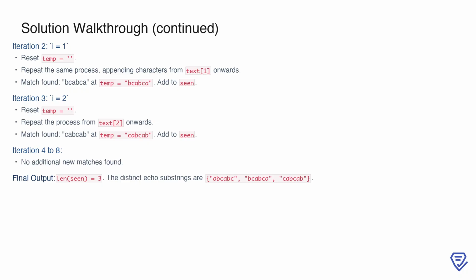Similarly, for the next iteration where i is 2, we again reset temp and start appending characters from text[2]. Another match is found, cabcab. Here, the first half cab matches the second half cab, so we add cabcab to the seen set. From iterations 4 through 8, no new matches are identified. By the end of all iterations, we have 3 distinct echo substrings, abcabc, bcabca, and cabcab. The final output is the size of the seen set, which is 3.